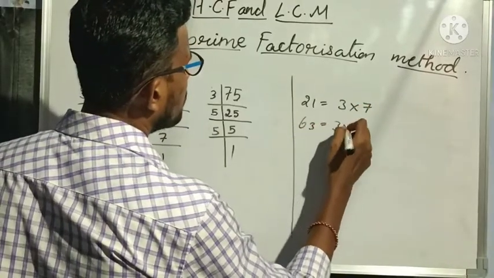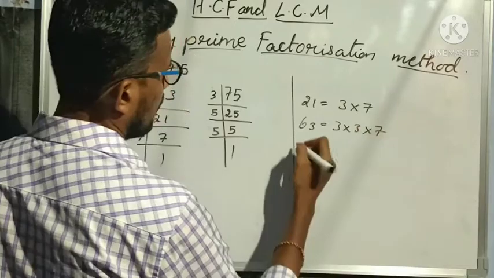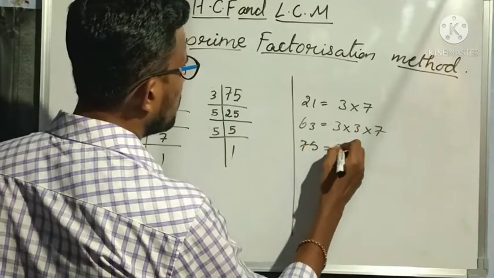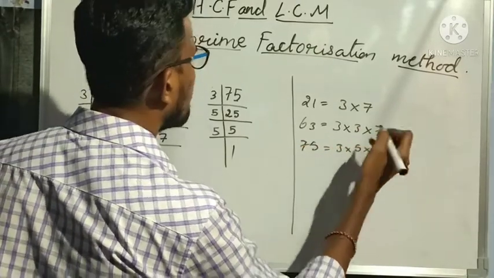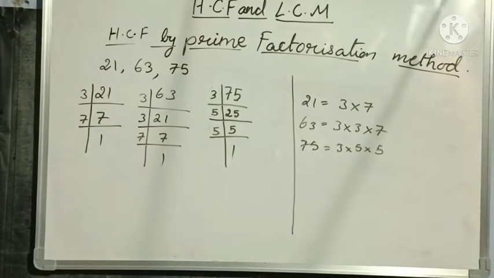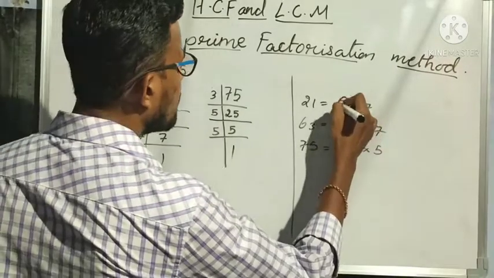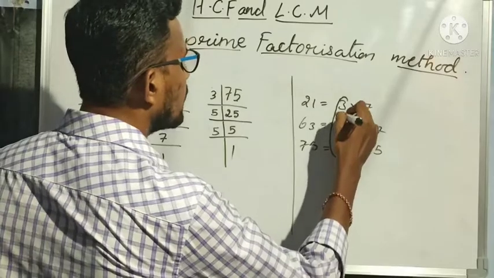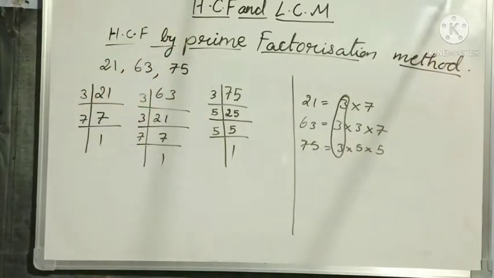63 is equal to 3 into 3 into 7. 75 is equal to 3 into 5 into 5. Okay. So what is the common factor here? Yes, 3 is common in all the three.